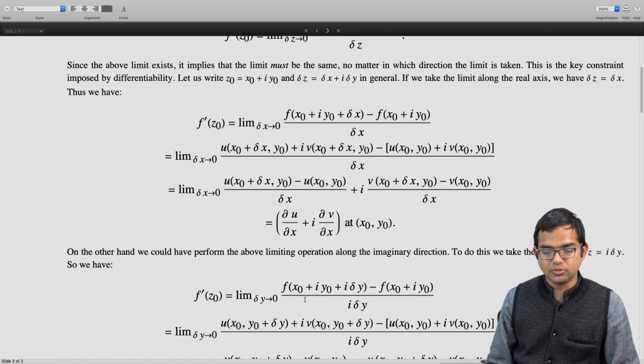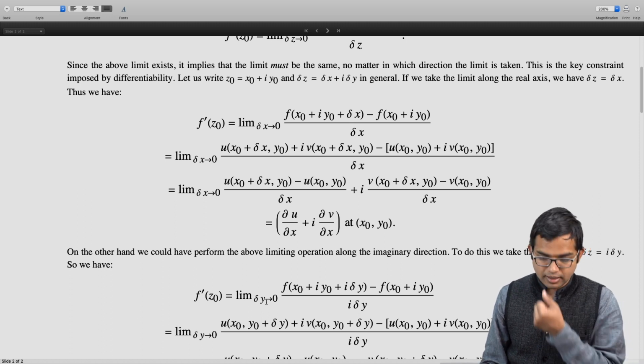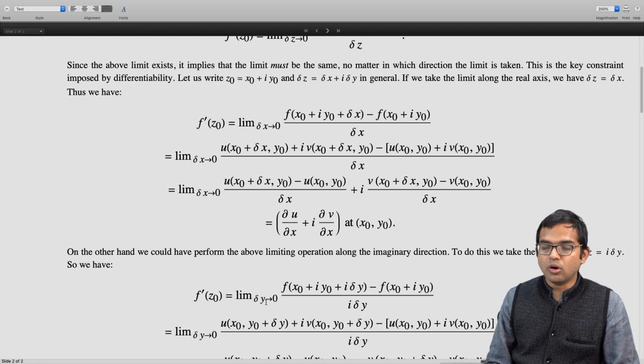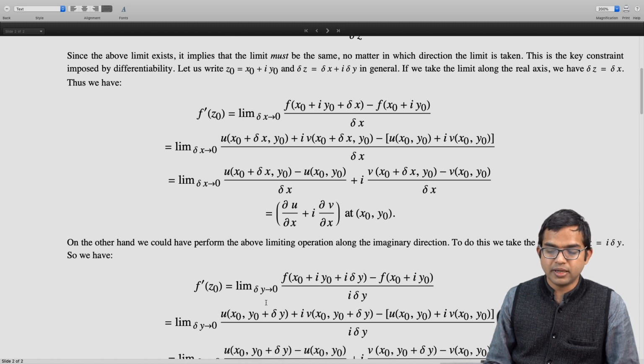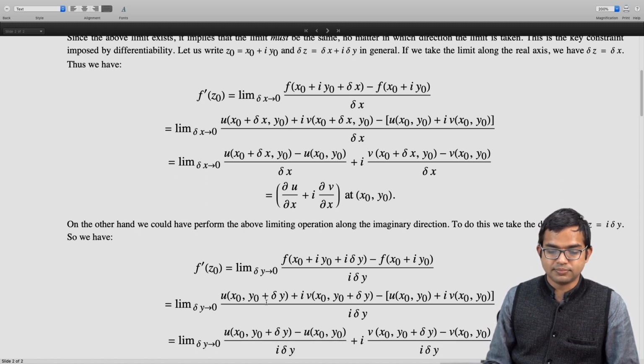part separately. So u of x naught comma y naught plus delta y plus I times v of x naught comma y naught plus delta y. So then we have to subtract out this function f of x naught plus I y naught, which I will also write out explicitly as u of x naught comma y naught plus I times v of x naught comma y naught. The whole thing of course has to be divided throughout by I times delta y.